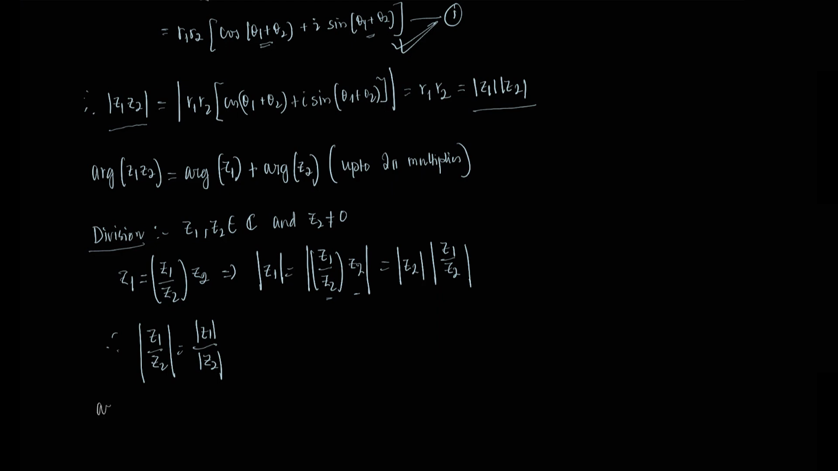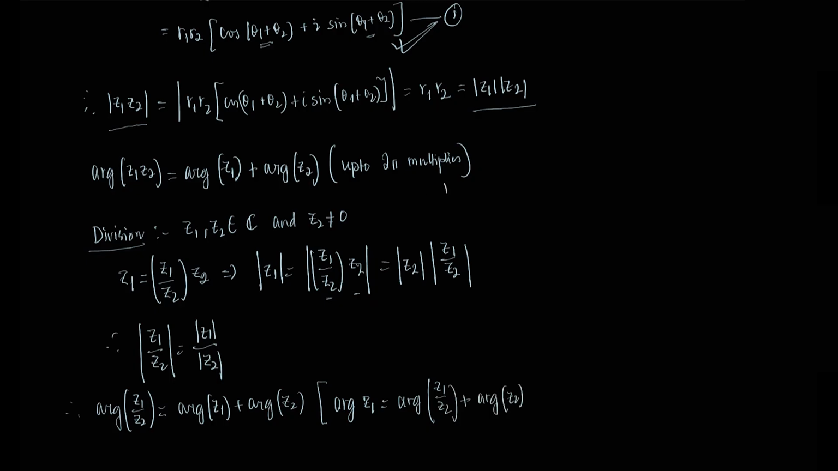Now, what does this also give me? This gives me the argument of Z1 by Z2. If you write it down, please check this part, this is nothing but argument of Z1 minus argument of Z2. Why is this true? Let's just do it. Argument of Z1 is equal to argument of Z1 by Z2 plus argument of Z2, from 2. That is why argument of Z1 by Z2 is argument of Z1, sorry, minus argument of Z2. I made a small mistake here.